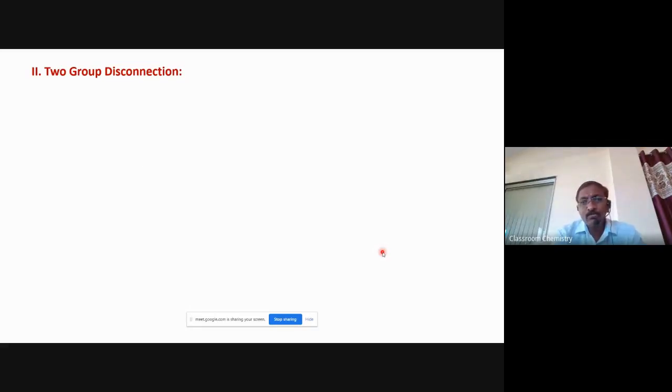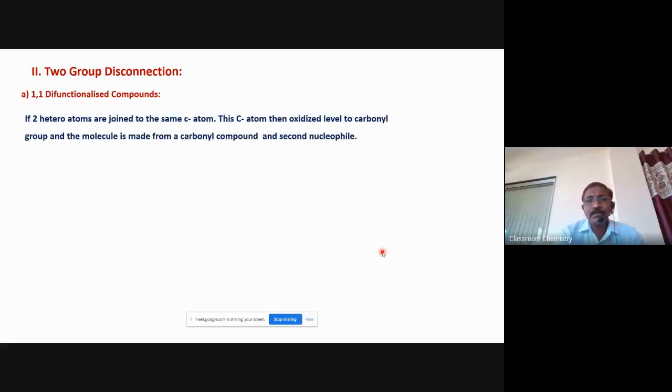Two group disconnection is nothing but the case in which we see the number of groups present and their positions, and on that basis they are further classified as 1,1, 1,2, 1,3, 1,4, 1,5, 1,6 difunctionalized compounds. So we start with the 1,1 difunctionalized compound. A 1,1 difunctionalized compound is nothing but when two heteroatoms or two functional groups are joined to one and the same carbon atom.